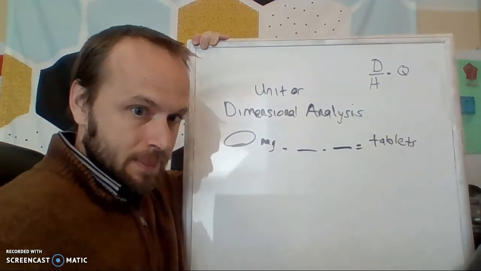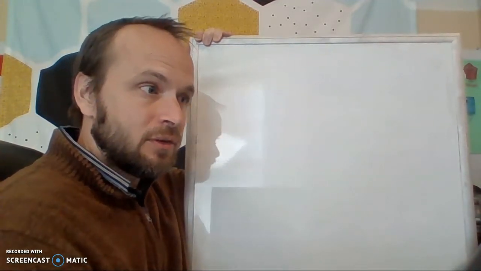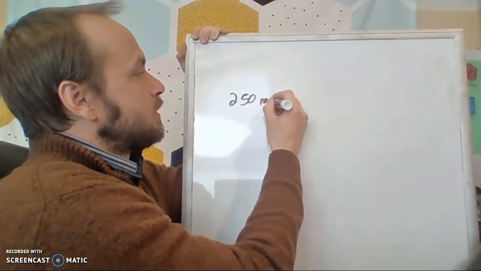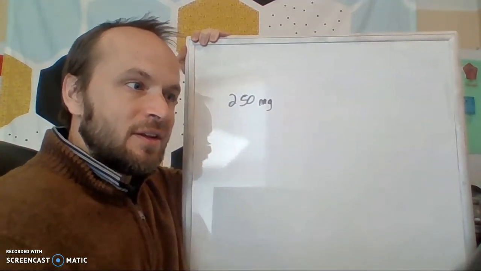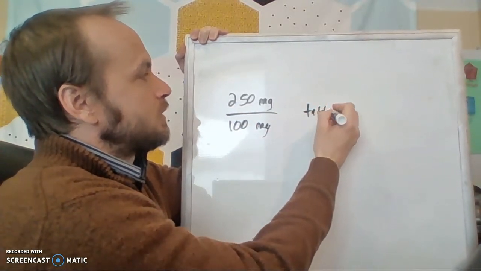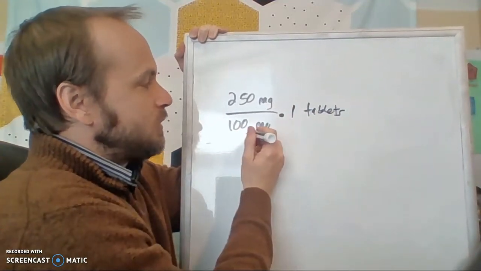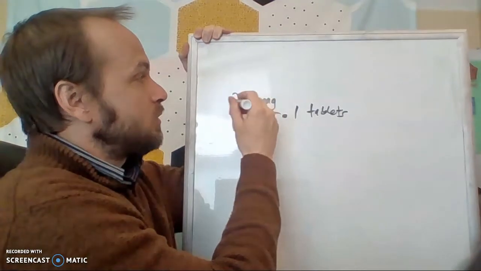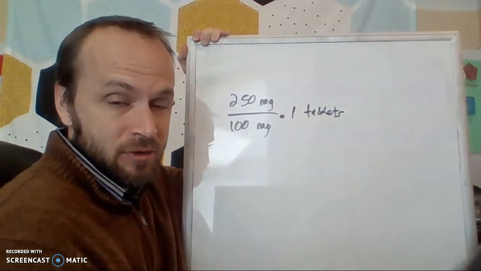So here's an example of when you might use the dosage formula for your dosage calculations. Let's say you're ordered to give 250 milligrams of a drug by mouth to a patient, and you have on hand 100 milligram tablets. I'm going to put a 1 here because every tablet you have in the medicine cabinet comes in 100 milligrams. So this is what we're ordered, this is what we have on hand, and this is how the stuff we have on hand comes. It comes in tablets.